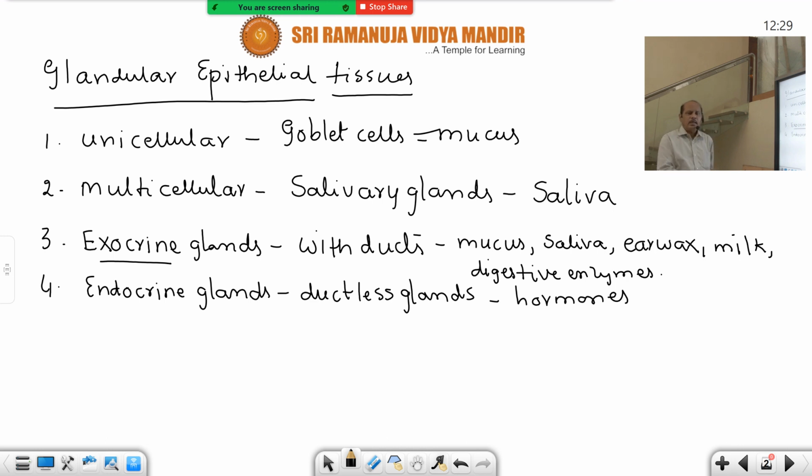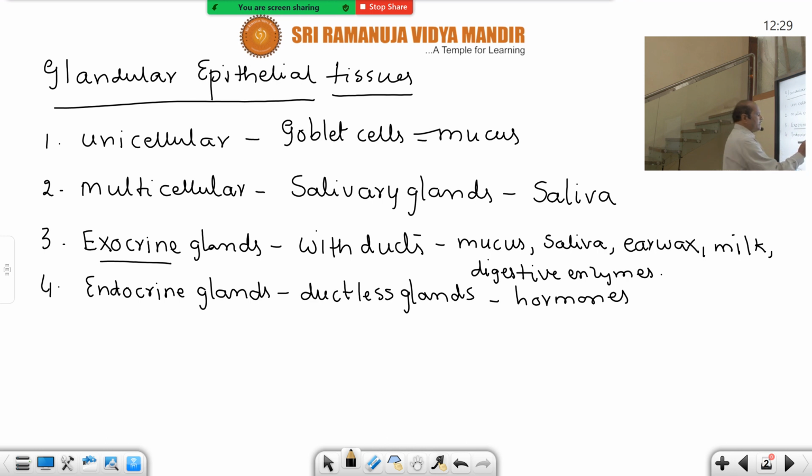Though not mentioned in the NCERT book, definitely chances are there for it coming, because these three are very important. In other standard books it is also given, except our CBSE NCERT. So this is about the epithelial tissues, we have completed.